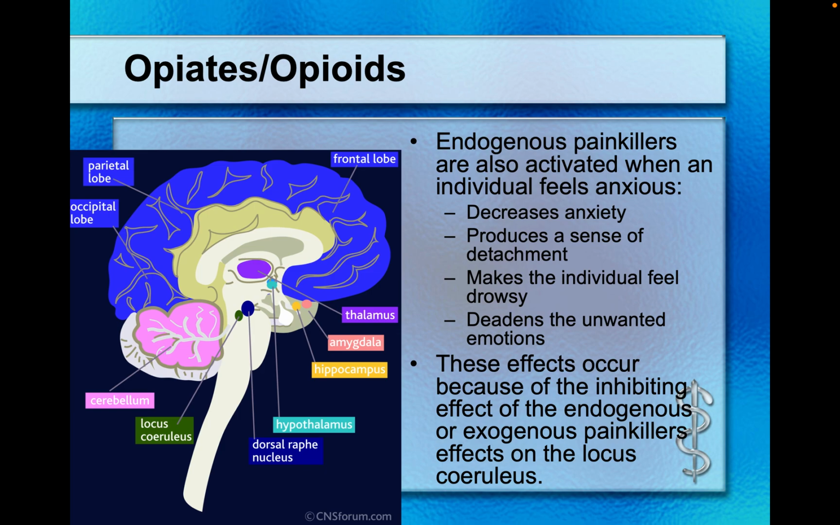Endogenous painkillers are also activated when an individual feels anxious. It decreases your anxiety, it produces a sense of detachment, it makes the individual feel drowsy, it deadens the unwanted emotions. These effects occur because of the inhibiting effect of the endogenous or exogenous painkillers on the locus coeruleus. And as you can see, the locus coeruleus is right there in the brainstem.